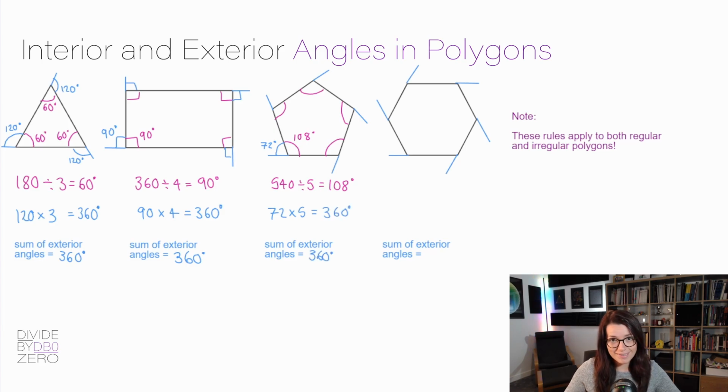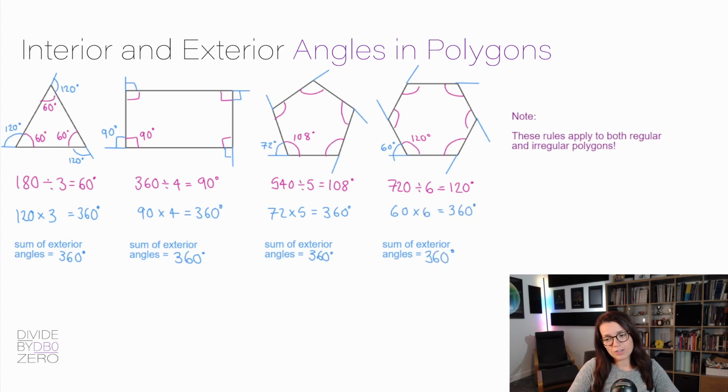You're probably noticing a pattern by now, but let's check it's the case for the hexagon as well. So inside the hexagon, we had 6 interior angles, all adding up to 720. 720 divided by 6 gives 120, means this one is 120. Exterior angle would have to be 60 in order to make 180. And then 60 times 6 is, surprise, surprise, 360 degrees.